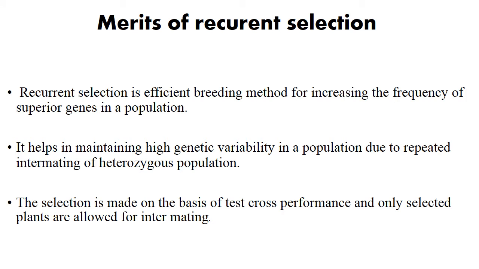Coming to merits of recurrent selection. This is an efficient breeding method for increasing the frequency of superior genes in a population. It helps in maintaining high genetic variability in a population due to repeated intermating of heterozygous population. The selection is made on the basis of test cross performance, and only selected plants are allowed for intermating.